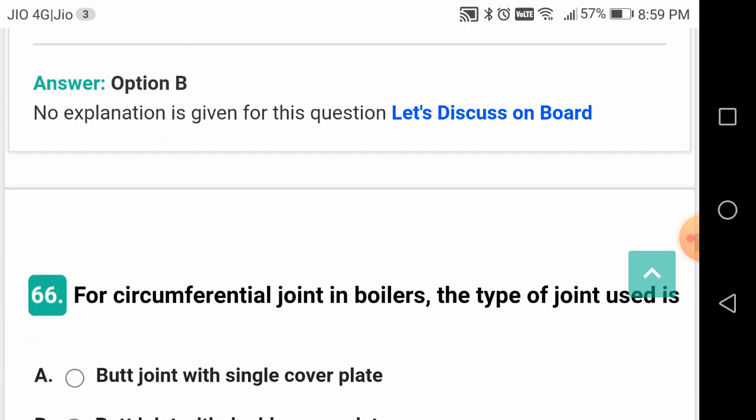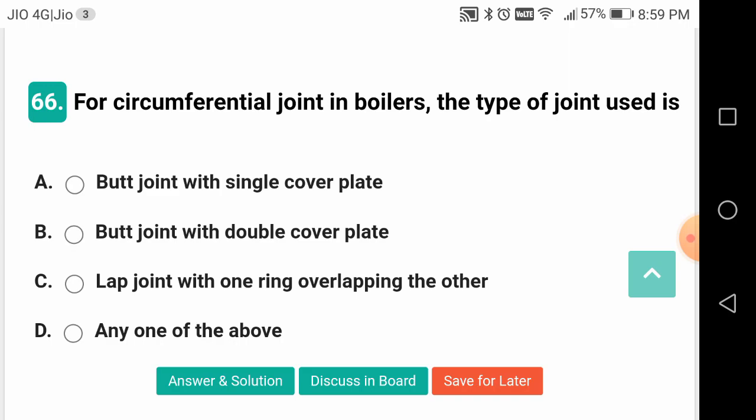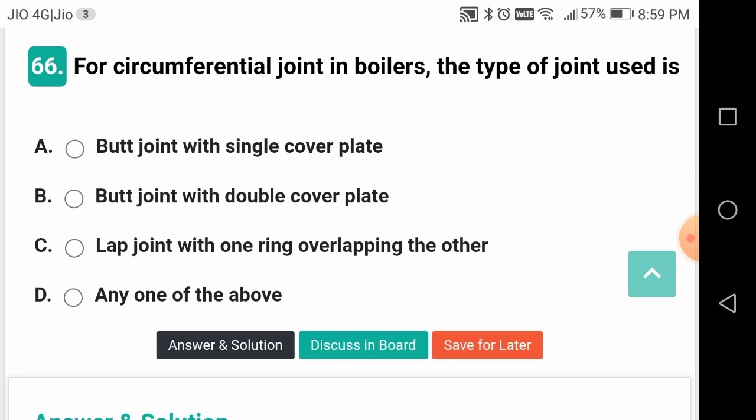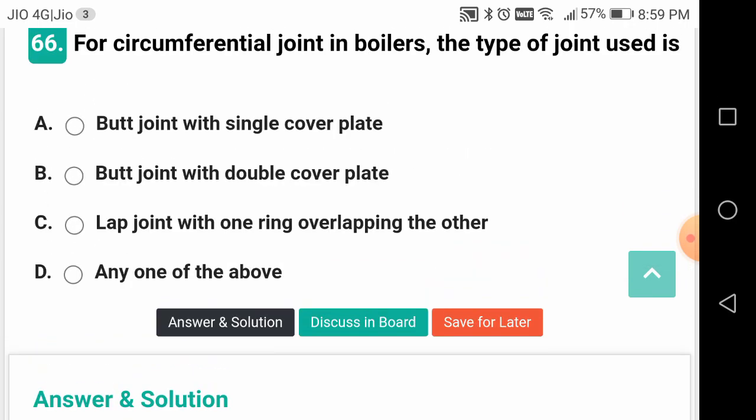Right. For circumferential joint in boilers, the type of joint used is, what is this? Lap joint with one ring overlapping the other.